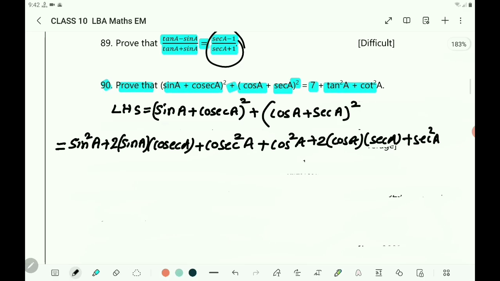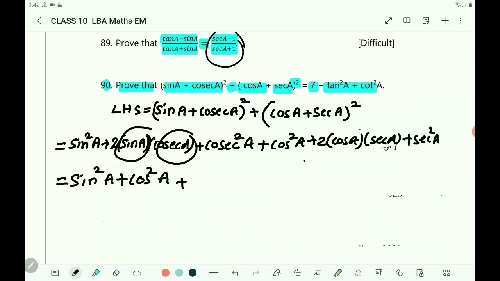Now sin square A is there. Here cos square A is there. You know that sin square A plus cos square A is equals to 1. Bring them together. Equals sin square A plus cos square A. You can write this sum 1 in the next step. Next 2 sin A into cosec A is there. You know that sin A and cosec A are the reciprocal of each other. Here cosec A is 1 by sin A.